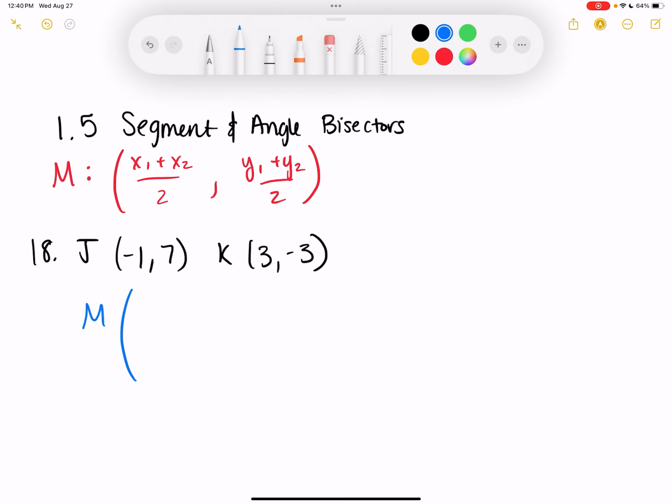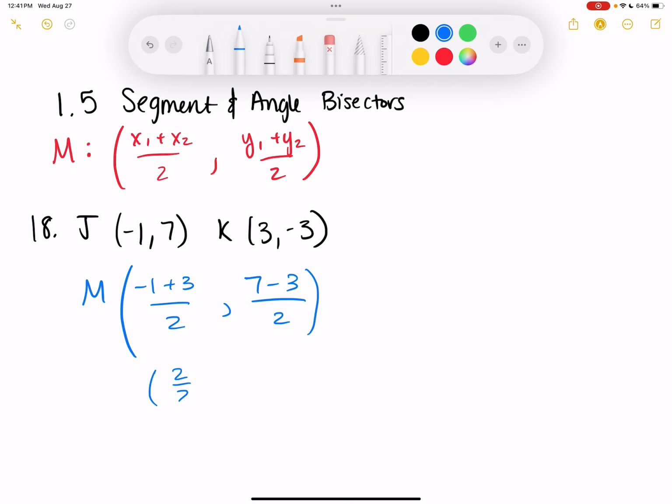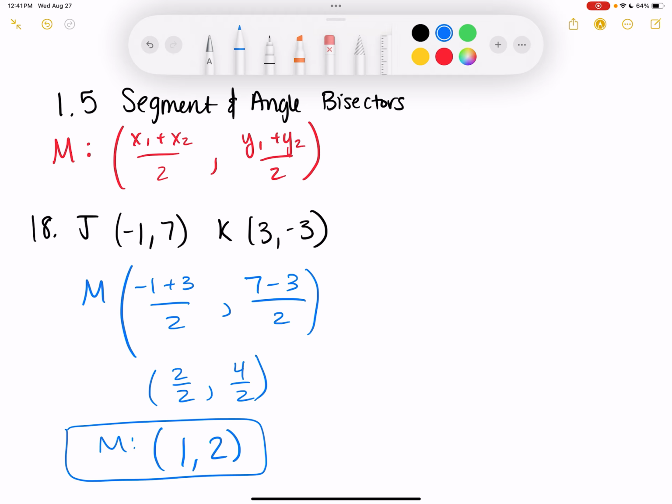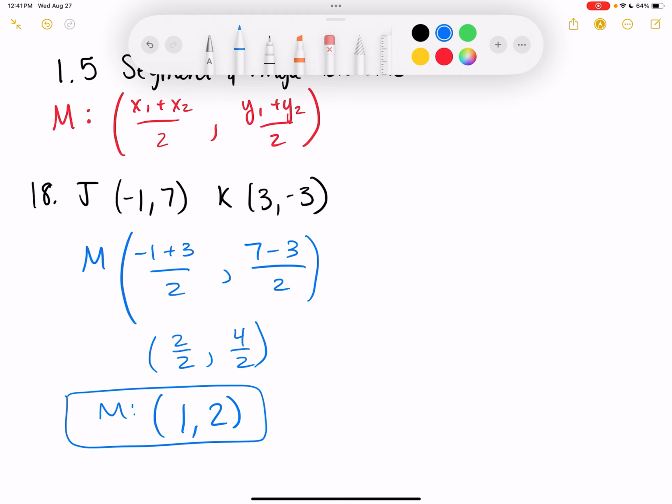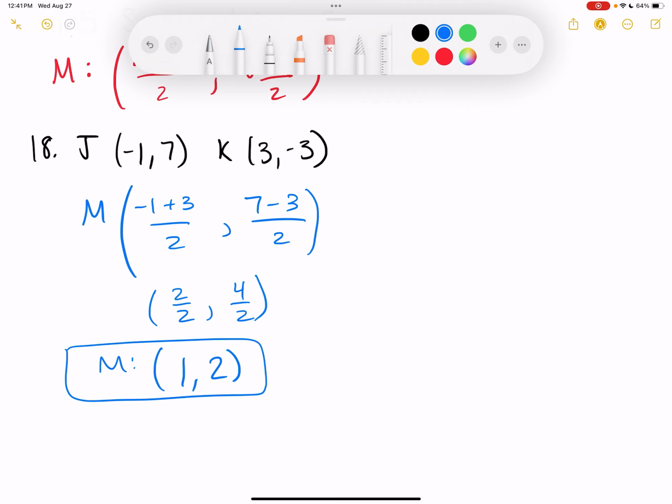So -1 plus 3 over 2. And then for the second number, 7 plus -3, so 7 minus 3 over 2. So that's going to give me 2 over 2 and 4 over 2, which reduces to 1, 2. And that would be our midpoint of that one.